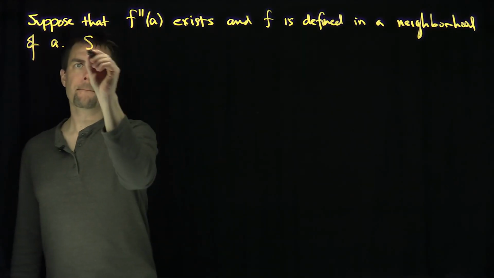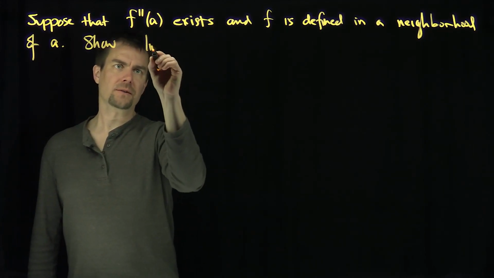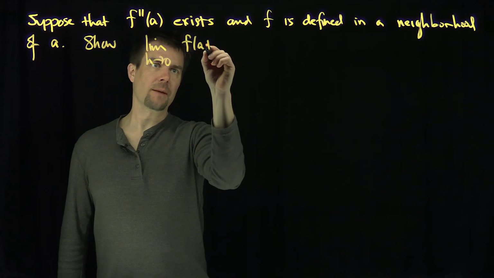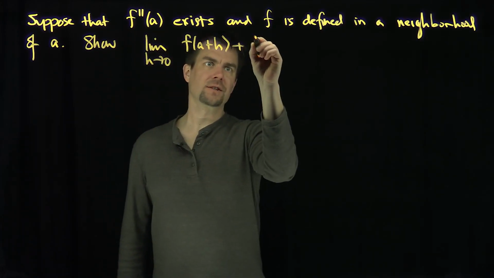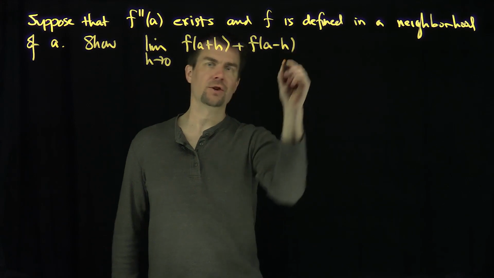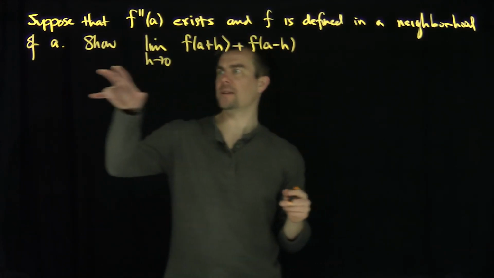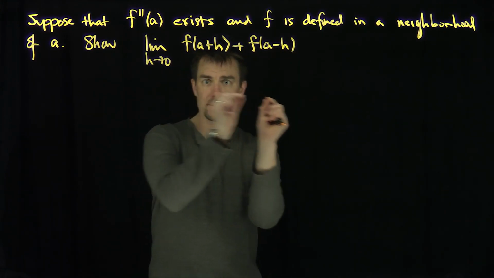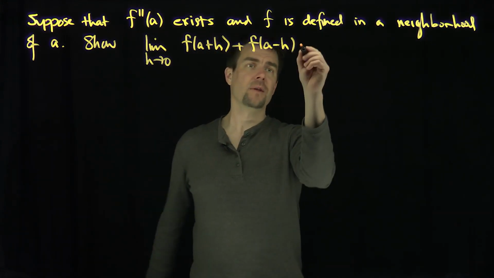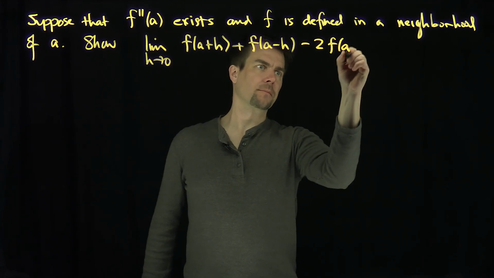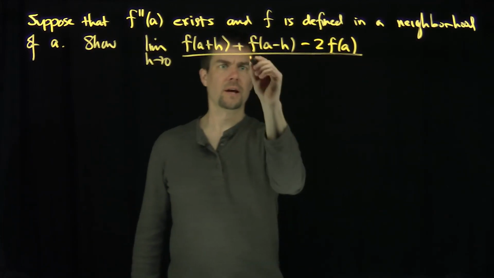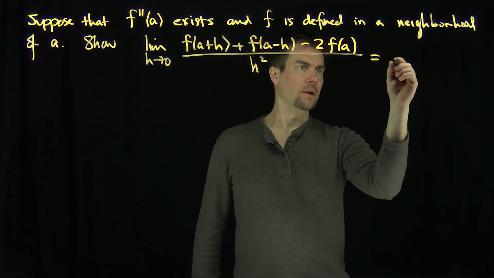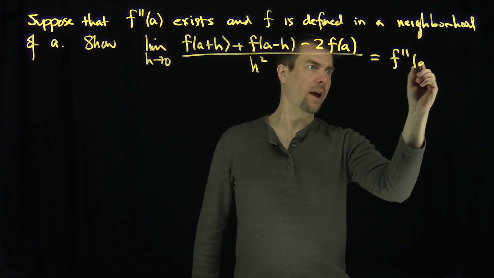Let's show that the limit as h approaches 0 of f of a plus h plus f of a minus h, now both f of a plus h and f of a minus h exist because f is defined in a neighborhood of a. So if I go a little bit beyond a to the right or left, those values are going to be defined. Minus twice f of a, over h squared, is equal to f double prime of a.